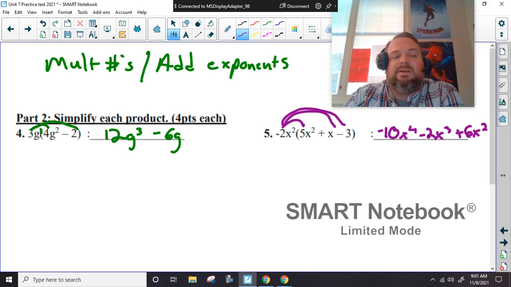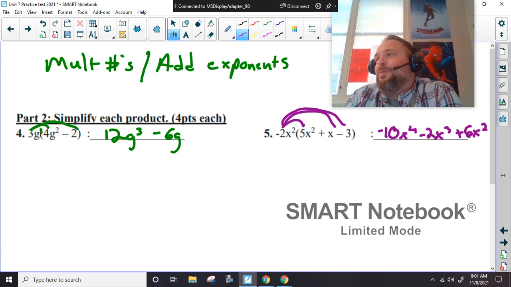Now, are there only two of these? All right, why do you think there's only two of these? If you don't know how to do this, there is no way that you're going to do well on the next part. No matter which method you do, if you do the box method or do the double distributive.